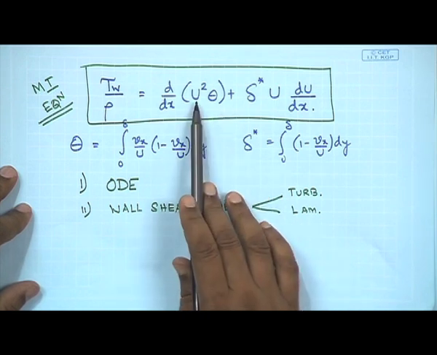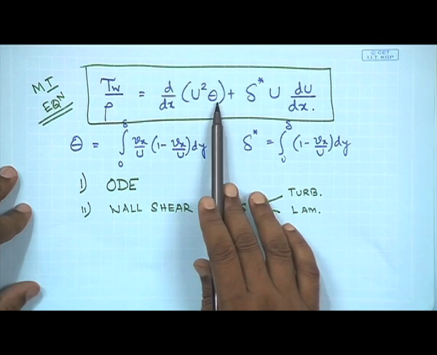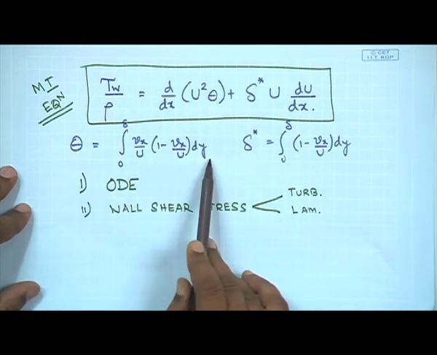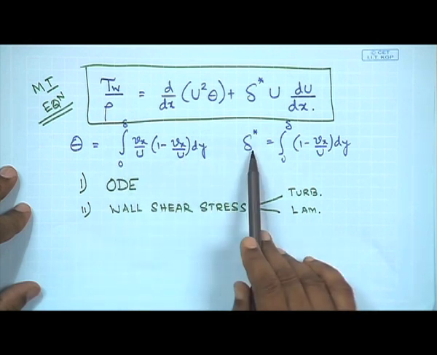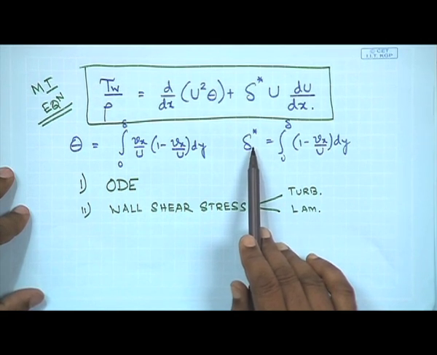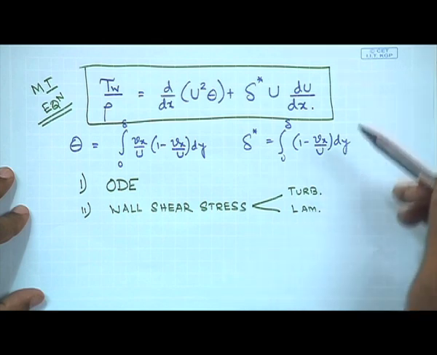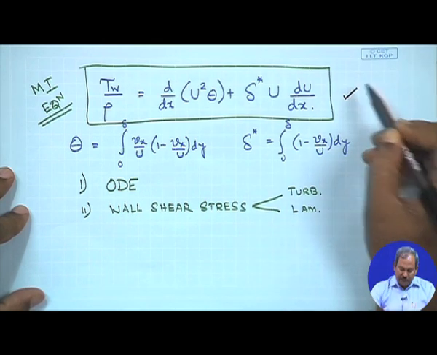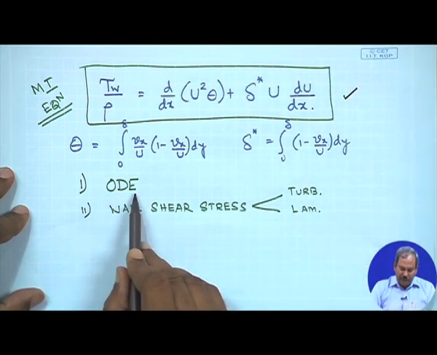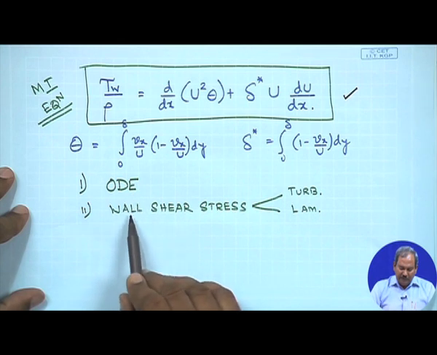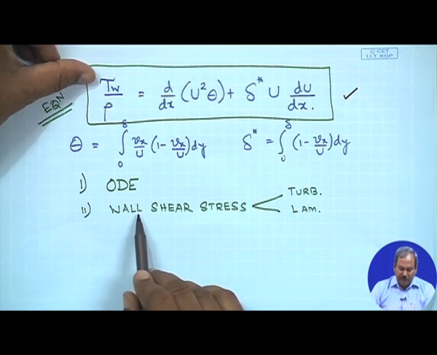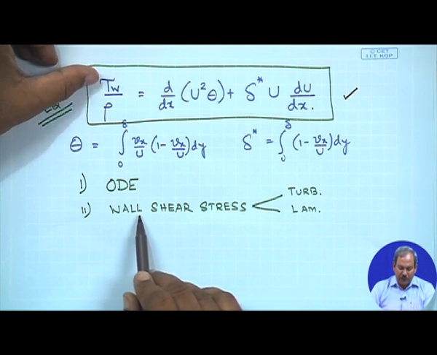where u is the free stream velocity, theta is the momentum thickness that we have earlier derived to be equal to this, and delta star is the displacement thickness, which was obtained previously in this form. So, the beauty of this equation is that first of all it is an ODE, and it does not say anything about tau w, the nature of tau w, whether it is laminar flow or turbulent flow.